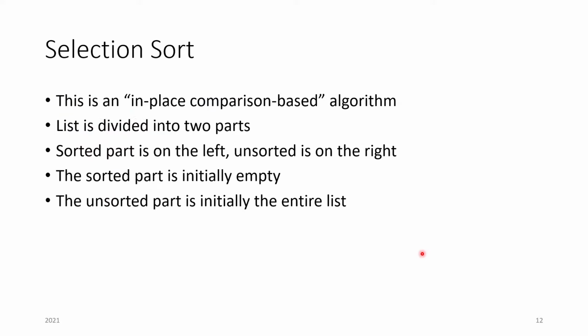So selection sort is where we end up dividing the list into two parts, where the left hand side of the list is going to be the sorted part, and the unsorted part is going to be the right hand side of the list. And we populate the sorted part, starting with the unsorted part of the entire list, and we just keep on filling the sorted part until we end up sorting the entire list.